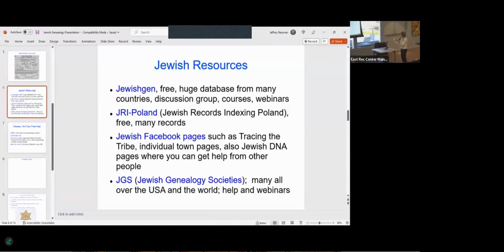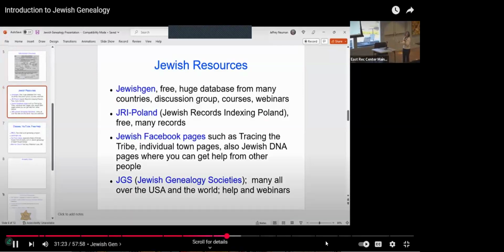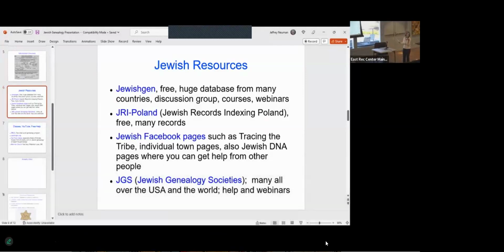Okay. JewishGen covers most of Europe, Eastern Europe, Syria, South Africa, Israel, United States, Canada, Latin America. They've got everything on there. I mean, it's amazing.